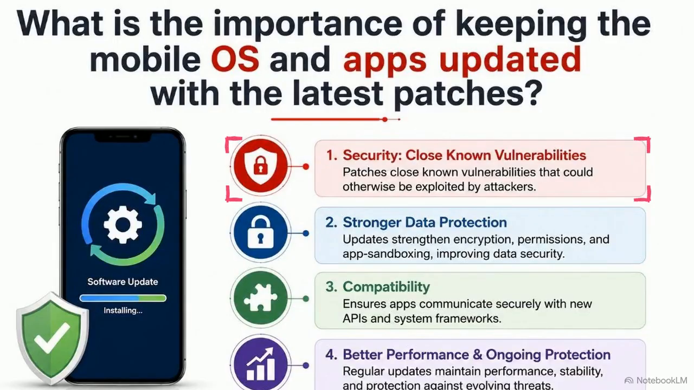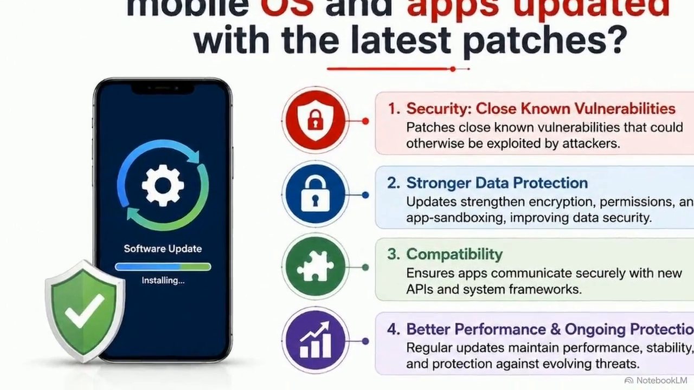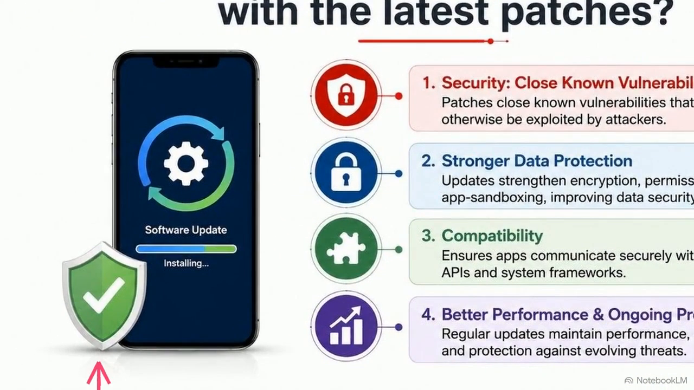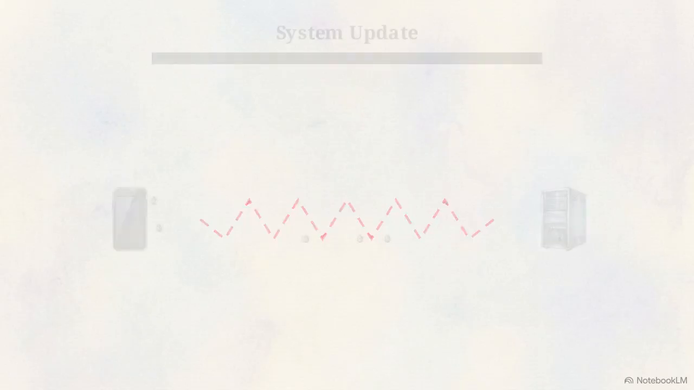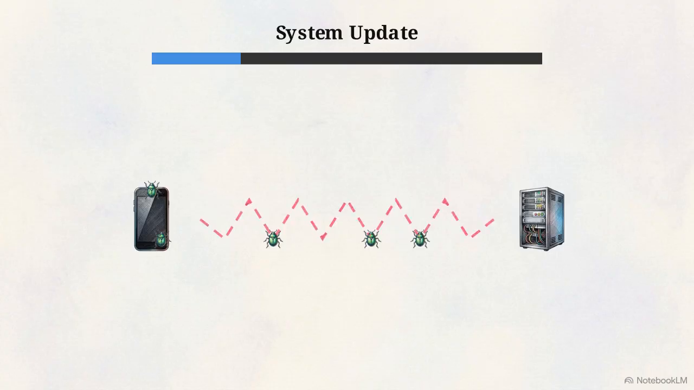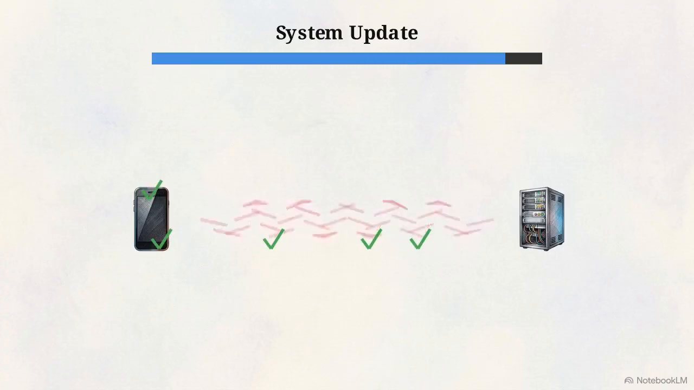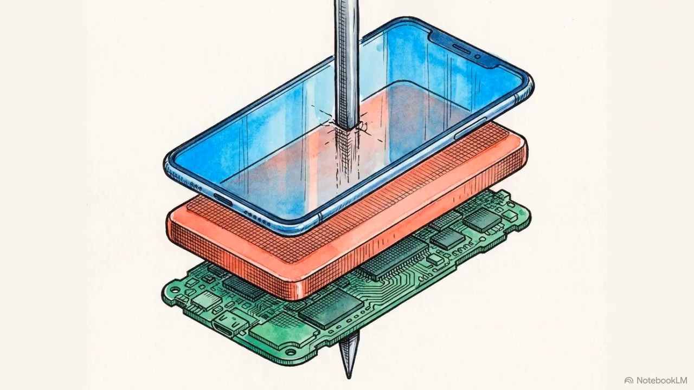Looking at the first point on this summary, the primary function of a software patch is to close known vulnerabilities. This is why maintaining up-to-date operating systems and applications is a mandatory security practice. Regular updates proactively close zero-day exploits before they can be weaponized and ensure the device communicates securely with network APIs. A physical screen lock accomplishes nothing if the underlying storage isn't encrypted, and encryption offers little defense if an attacker exploits an unpatched operating system.